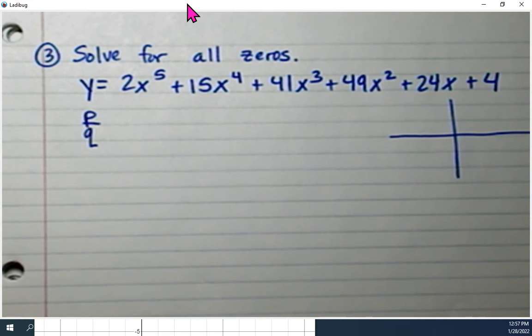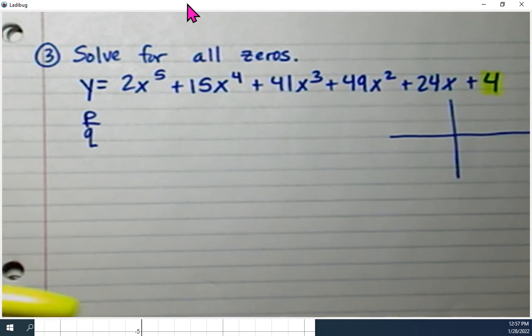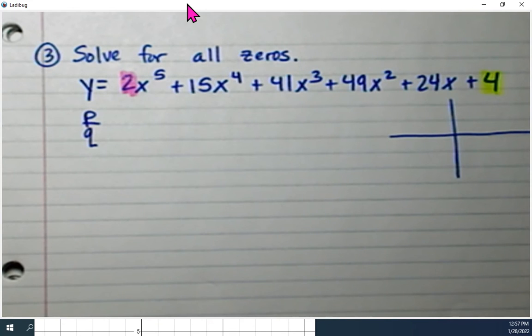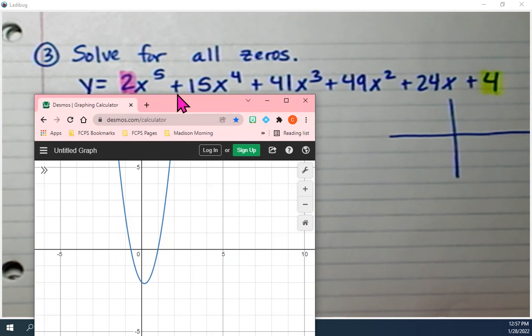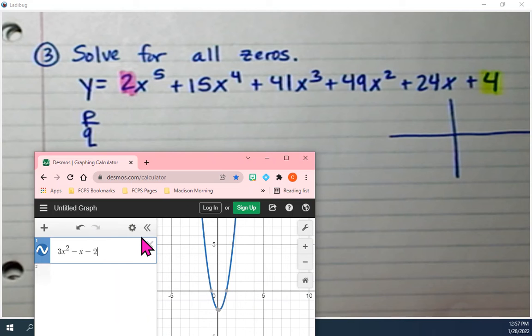Okay, last number, first number. Yes, you can use Desmos. Last number, first number, and then a little Desmos sketch to help narrow your choices. Okay, I'll start graphing it so that you can look at it. You make your PQ list while I pull up the graph.